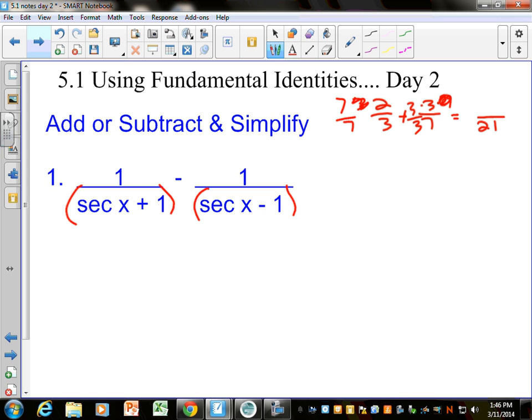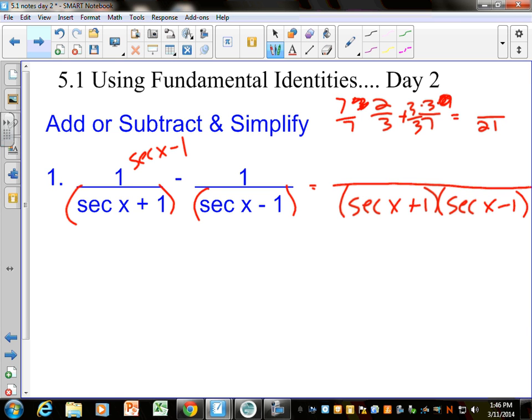Yes, this is where relying on calculators our whole life does us in when we get to higher math, because you can't do that on your calculator. Even the fancy calculator, you can't do that. You have to understand, to get a common denominator, you have to multiply the top and the bottom by whatever you need to get your common denominator. So for me on this one, I know my common denominator is secant x plus 1 times secant x minus 1. I have to take each factor. So multiply the top by what's missing, which means on this side, I need a secant x minus 1, and on this side, I need a secant x plus 1. You follow me on that?